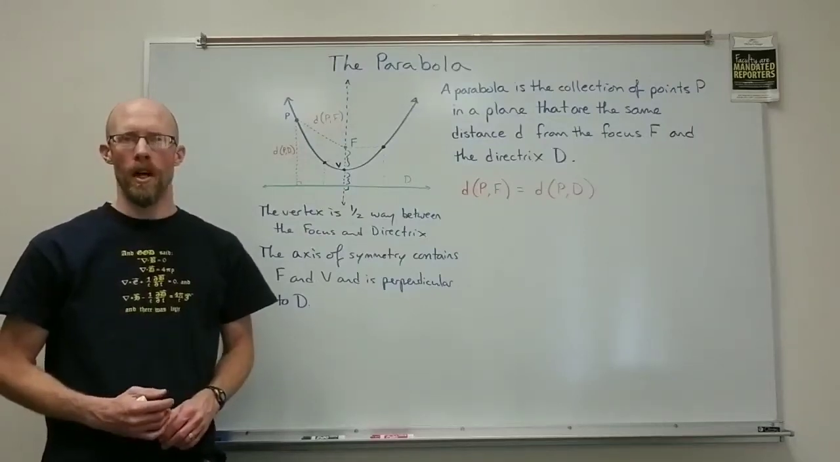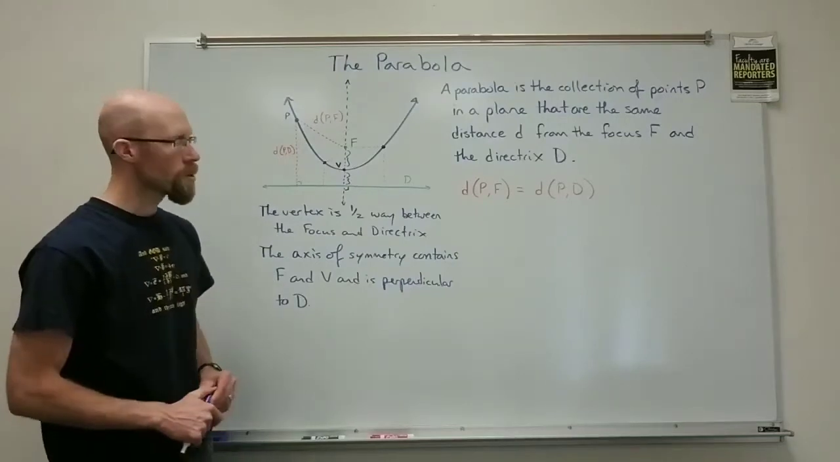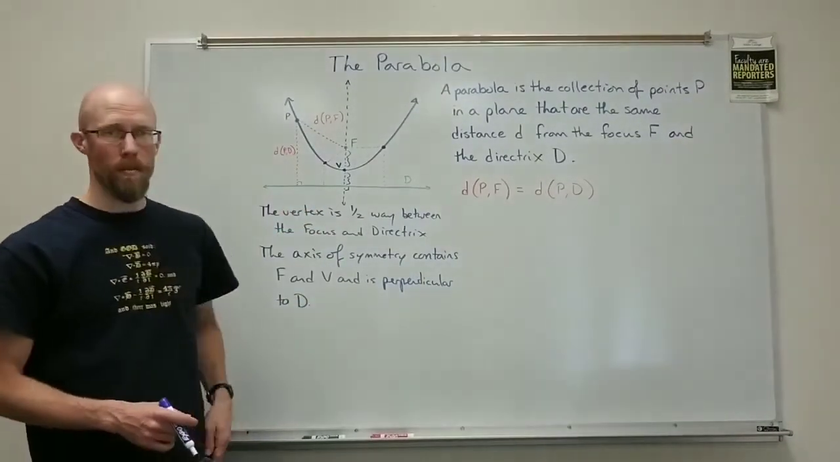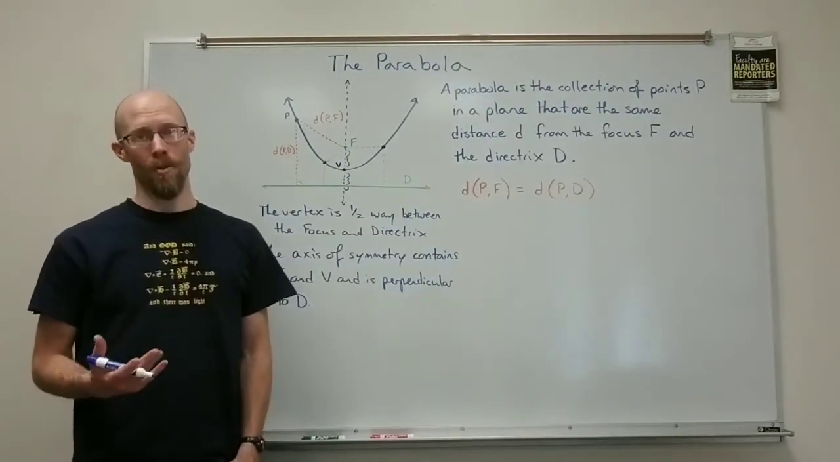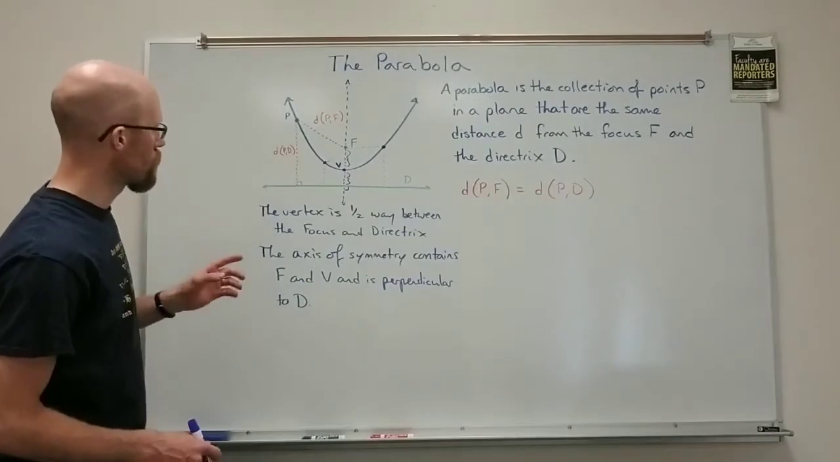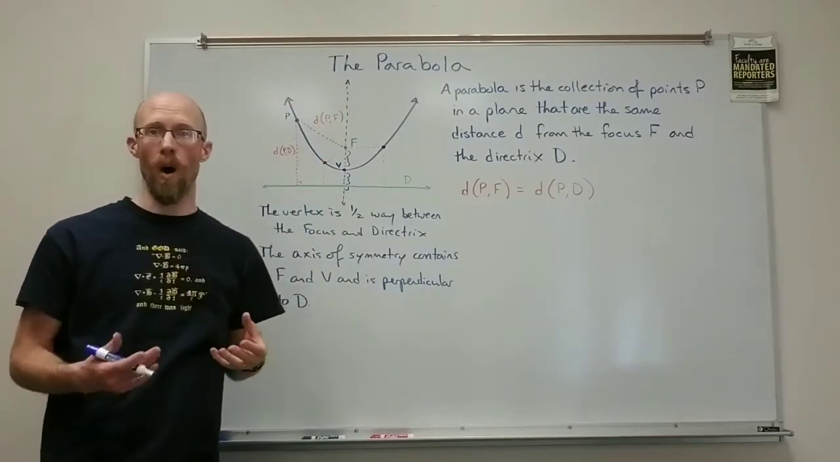So now our goal is to come up with an equation for the parabola. In order to do that, I need to put some coordinates on the points that I have up here. And I can't do coordinates without x and y axes. And so I'm going to assume for a moment that the axis of symmetry is the y-axis.